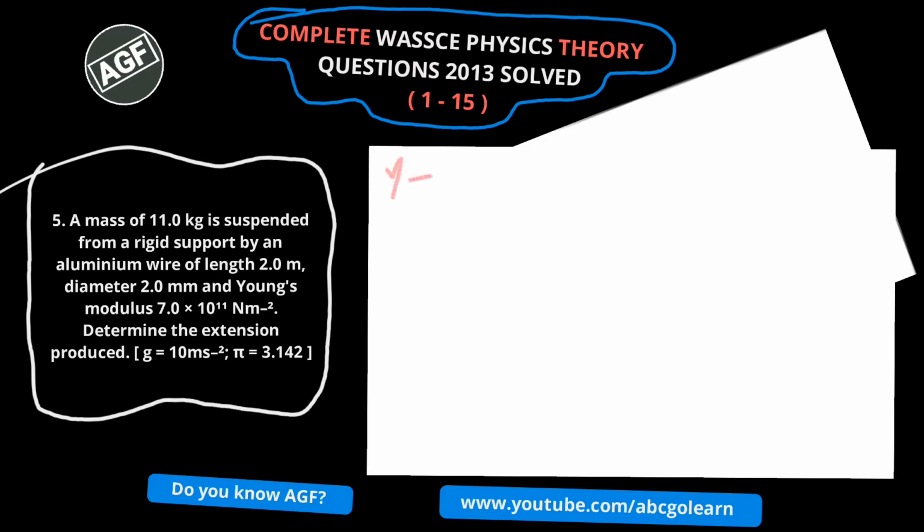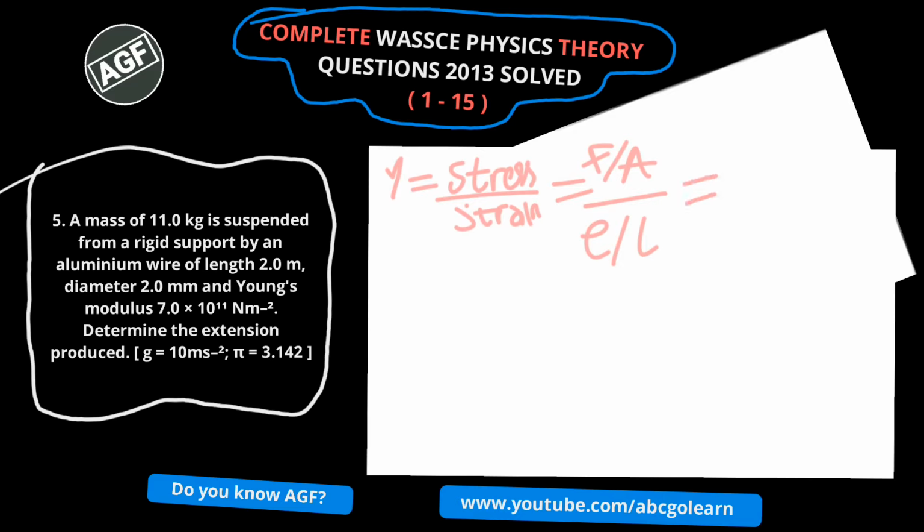So Young modulus equals stress over strain. Stress equals force over area. And strain equals e over L, that's the extension over the length. With this, we can rewrite the formula to be FL over Ae. So this is the formula we're going to use to solve this question.